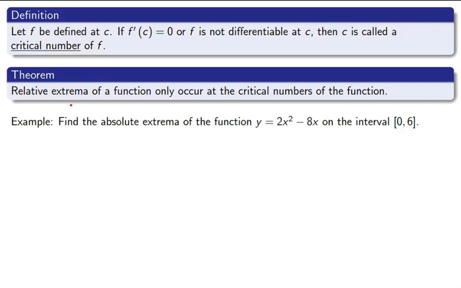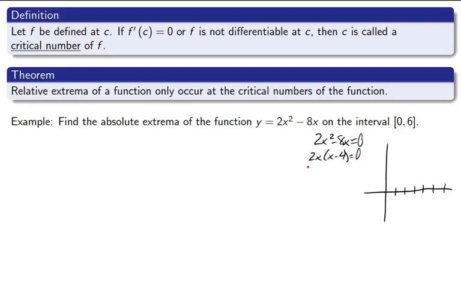Find the absolute extrema of the function y equals 2x squared minus 8x on the interval from 0 to 6. Now I really don't have a great way to do this right now other than look at the picture, so let's just draw it. One thing I can do to quickly get an idea of this is just to set it equal to 0, and factor out a 2x.